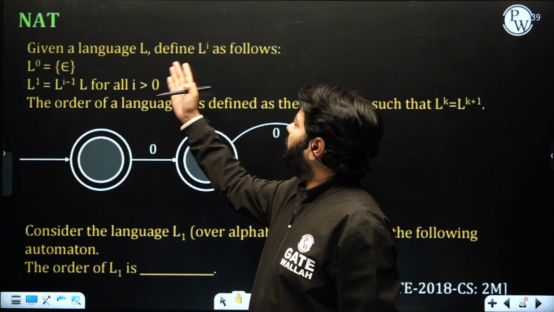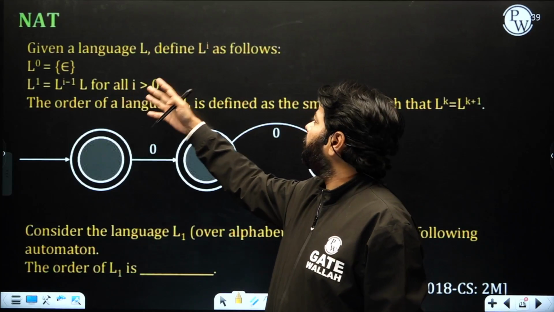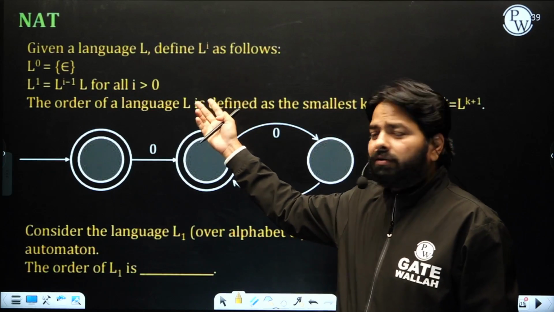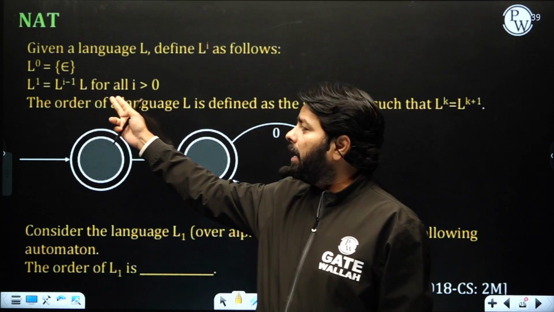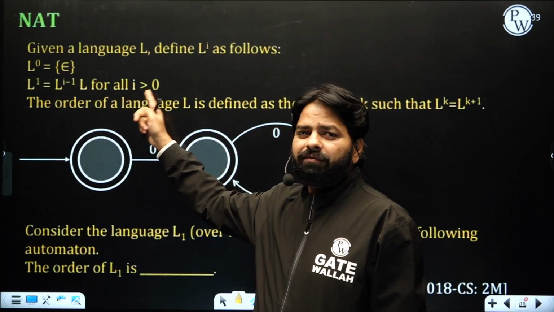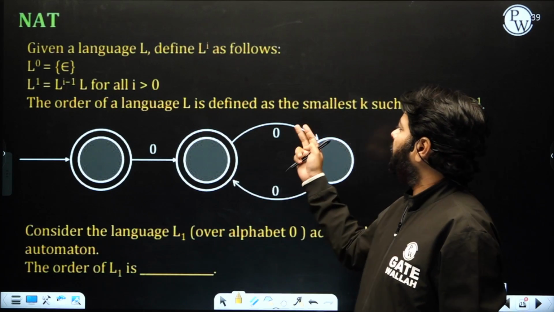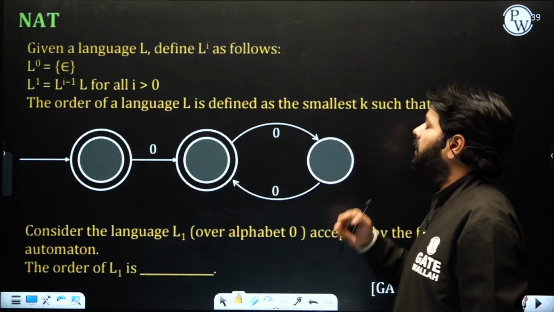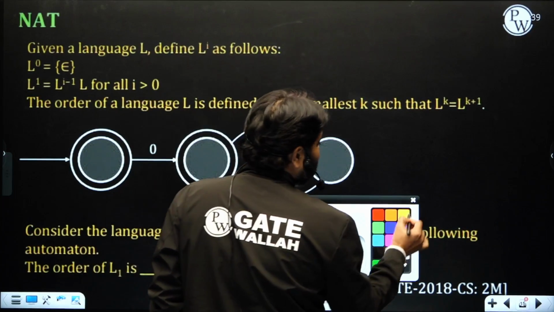Given a language L, there is a recursion concept here, just like an algorithm, where L power i is defined: L power 0 is epsilon, and L power i is defined as L power i minus 1 followed by L, for every i greater than 0. Now the order of a language is defined as the smallest k such that L power k is equal to L power k plus 1. So you need to find something like this.